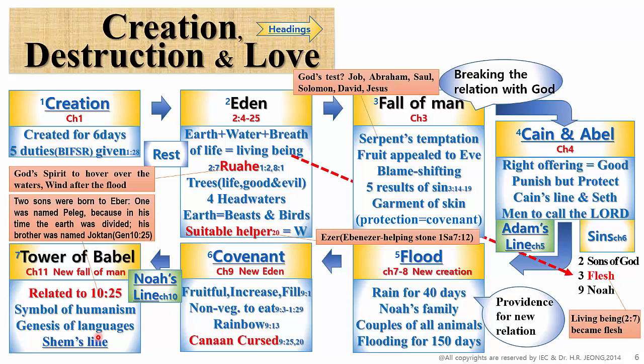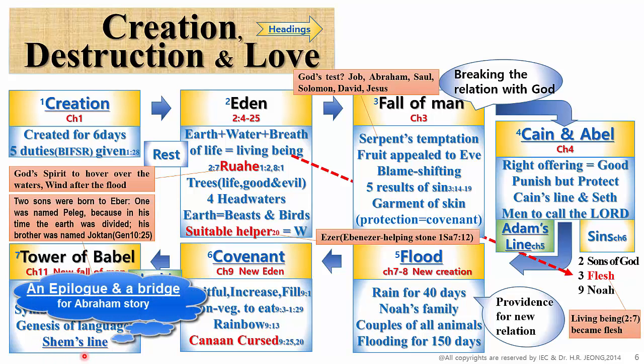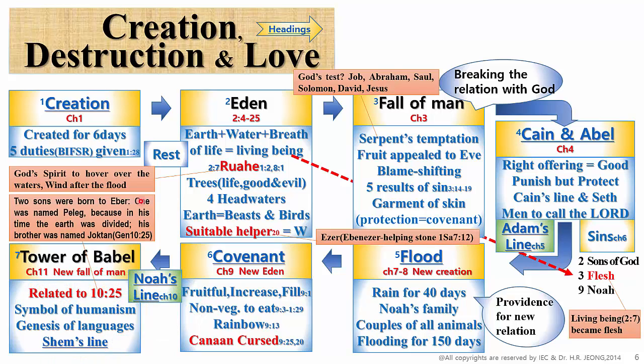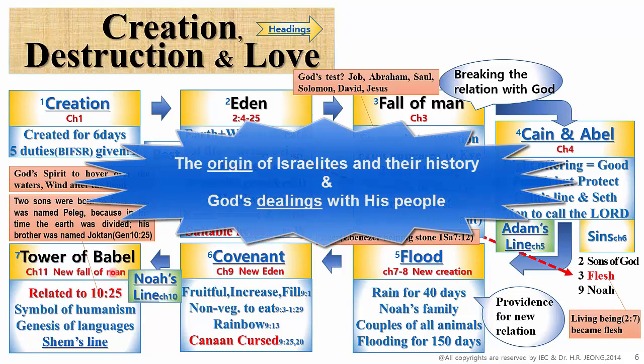The last part of chapter 11 is about the genealogy of Shem and continues to the genealogy of Abraham. It is an epilogue and a bridge to connect to the story of Abraham in the following chapters. This is the configuration of chapters 1 to 11 of Genesis. To briefly summarize, the seven major stories described to us the origin of Israelites and their history from creation to Abraham. In other words, God's dealings with his people from creation to his chosen person, Abraham. This is the first part of Genesis.